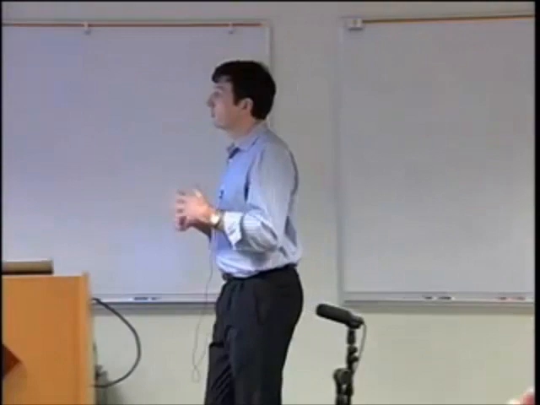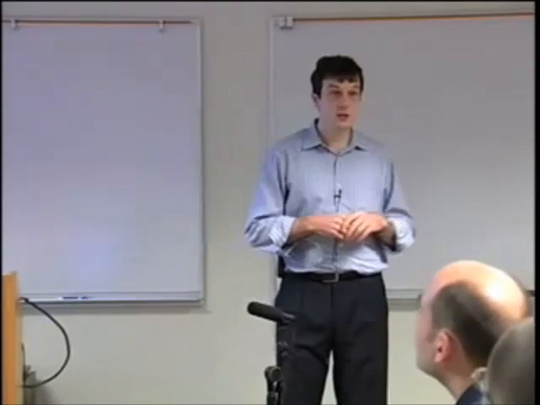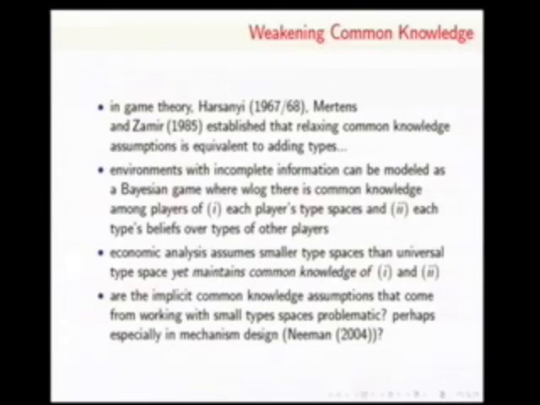Okay? And so while Harsanyi, Mertens, and Zamir showed that there's no loss of generality to think that there's common knowledge about the type spaces, this really requires looking at large type spaces, whereas in our canonical economic models, we typically have very small type spaces. And the smallness of the type space, under the assumption of common knowledge, is in general problematic, but as some recent papers, in particular the paper by Neeman and others, have shown, it's particularly problematic in the context of auction theory and mechanisms.